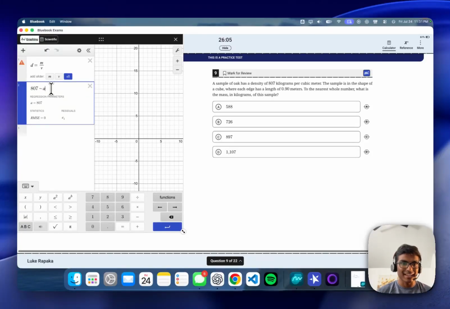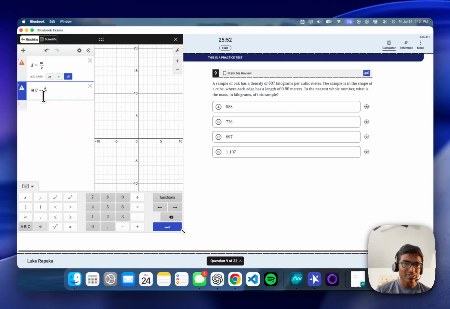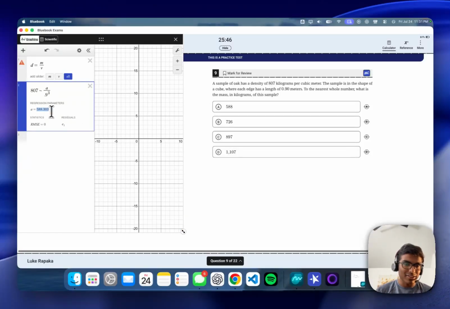Use a again. And so volume, we know each side of the length of the cube is 0.9, right? So what I can do to find the volume is 0.9 cubed, and yeah, so my A value, what's it telling me to find? My mass, right, is 588. So just round that, and that's my answer.